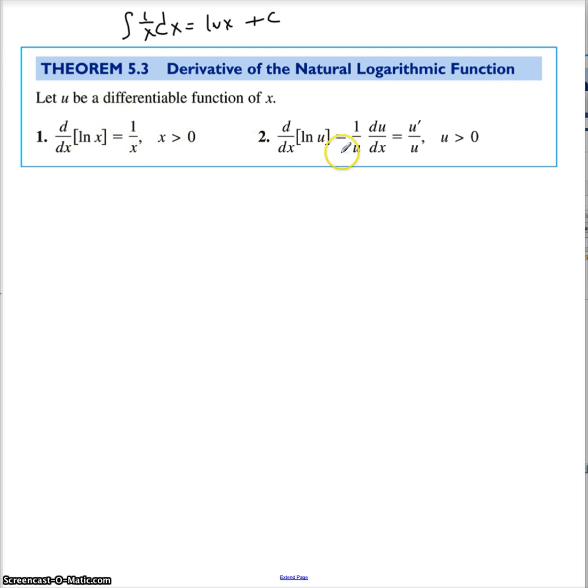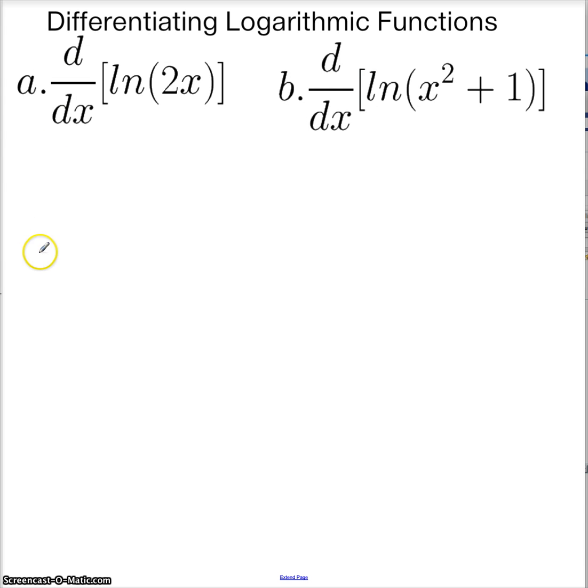Now, what do we do if we don't have x but a function of x as our argument of log? Well, then it's just 1 over u times the derivative of u with respect to x. And we're going to write it this way, u prime over u, where, of course, again, u must be positive. Okay, so let's try a couple.